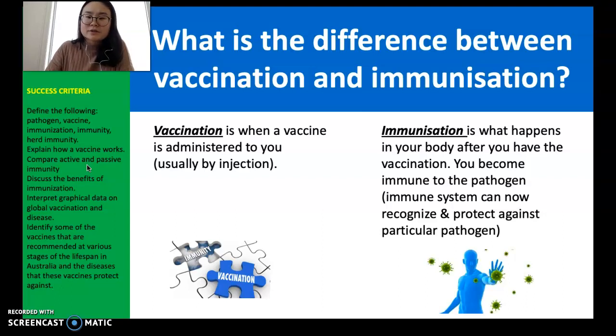We've already touched on this, but just to clarify, vaccination is when you're actually getting the vaccine injected into you, or some vaccines are taken orally. Immunization is what happens in your body after you have received the vaccination. As in, memory cells have been produced, and now your immune system can recognize and protect you against that particular pathogen. This is the process that happens in your body after you are injected with the vaccine.